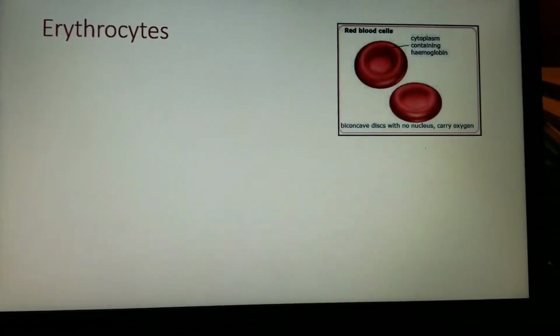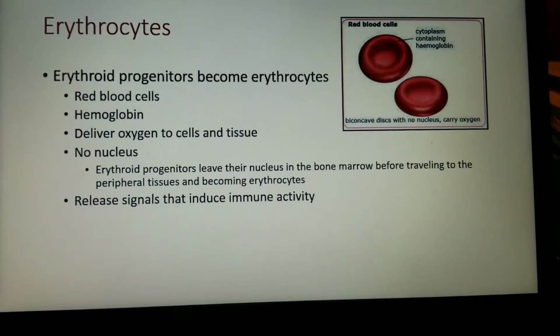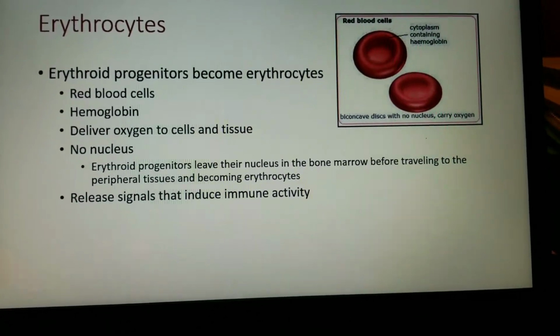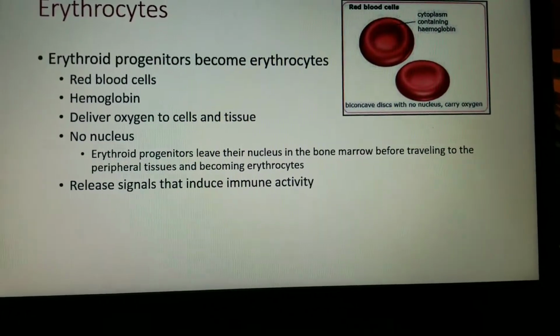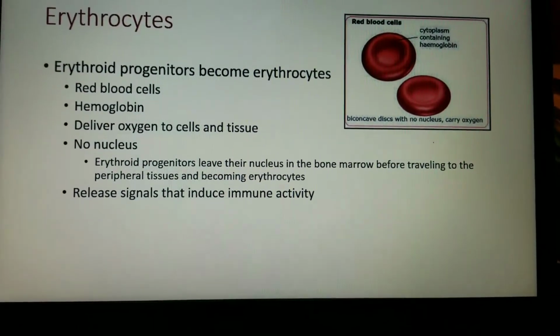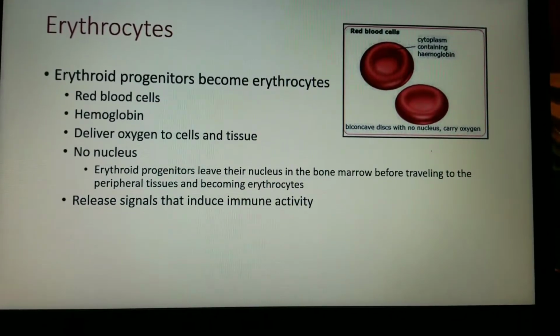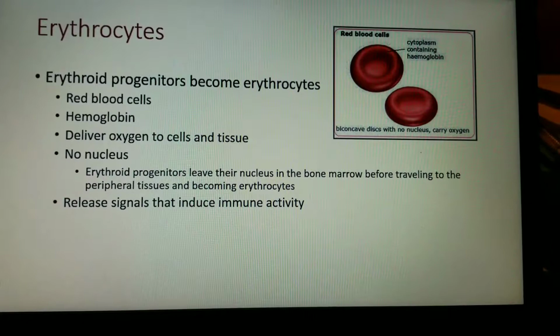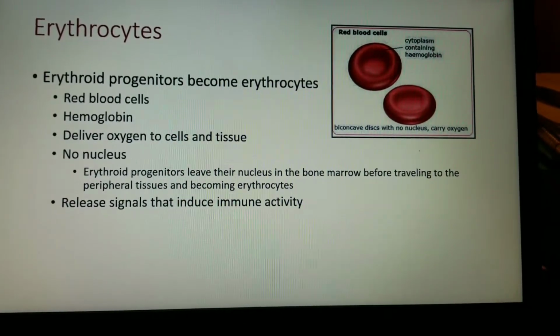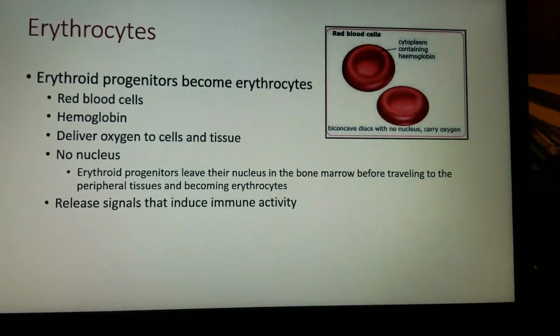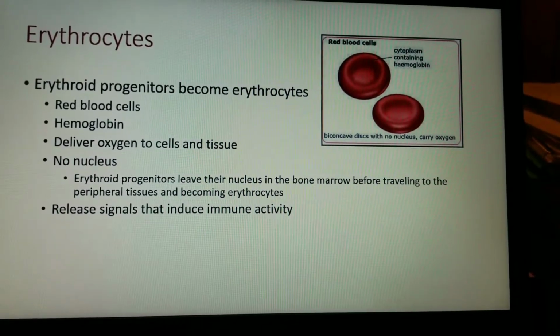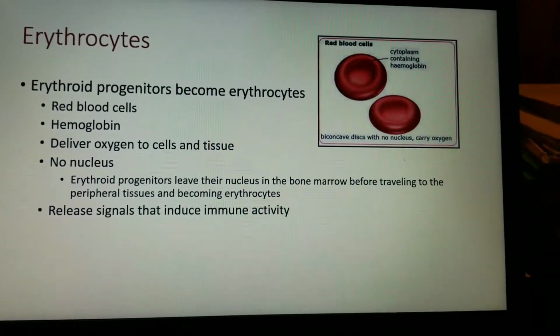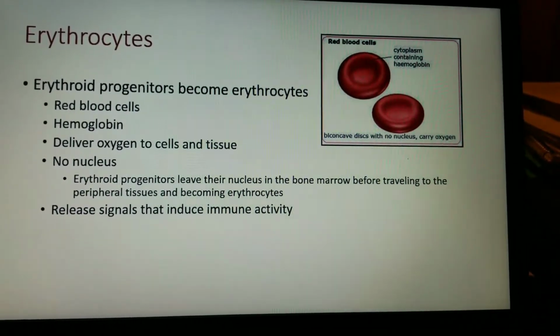The next type is erythrocytes, which is another name for red blood cells. Red blood cells have hemoglobin, which delivers oxygen to the cells in the tissue. And they don't have nuclei because the progenitors leave the nucleus in the bone marrow before traveling to the peripheral tissue where they become erythrocytes.